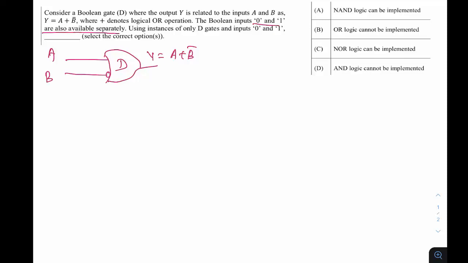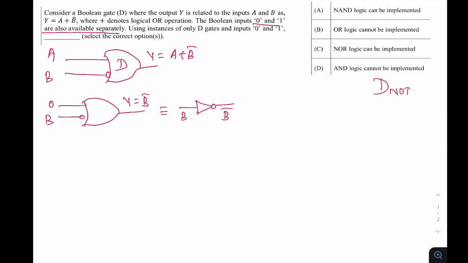So what I'm doing is, the first signal A, let me make it 0, and the other input is B. If I ask you what the output is, 0 plus B bar, so this becomes Y equals B bar. This is equivalent to a NOT gate, because if I have a NOT gate and give the input B, I get the output B bar. So using this, we have designed the NOT gate.